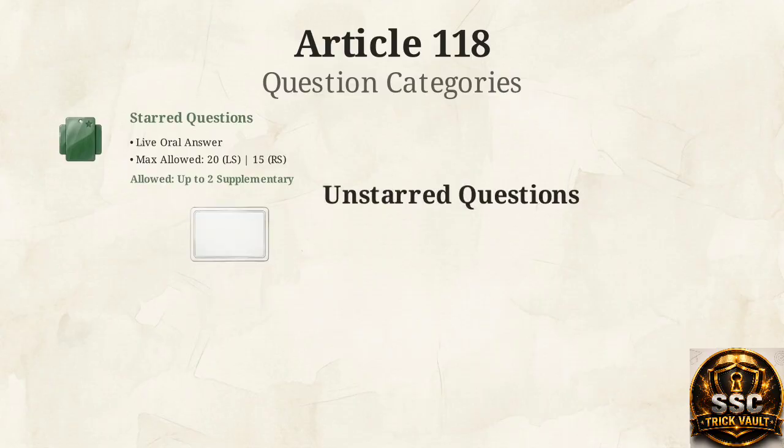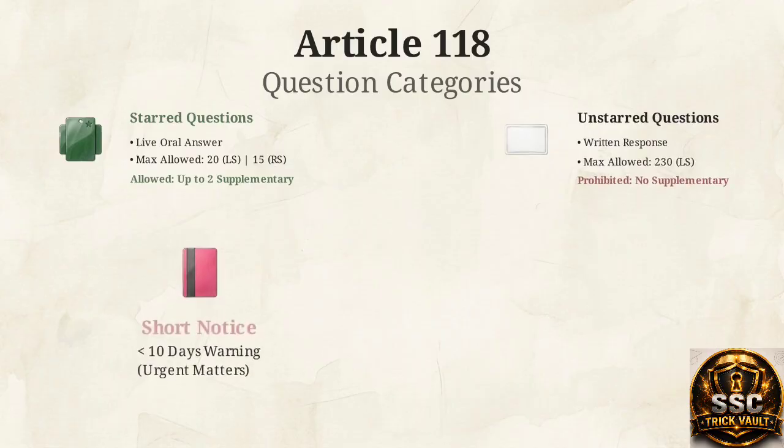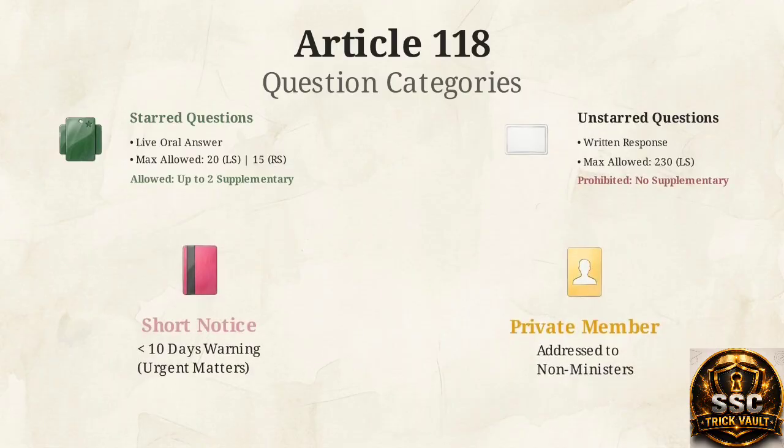Because answers are written, a higher volume is permitted, up to 230 per day in the Lok Sabha. Critically, the inquiring member is not allowed supplementary questions. There are two smaller categories as well. Pink short-notice questions cover urgent matters that require less than the standard 10-day warning, and yellow private member questions are addressed to representatives who are not serving as government ministers.